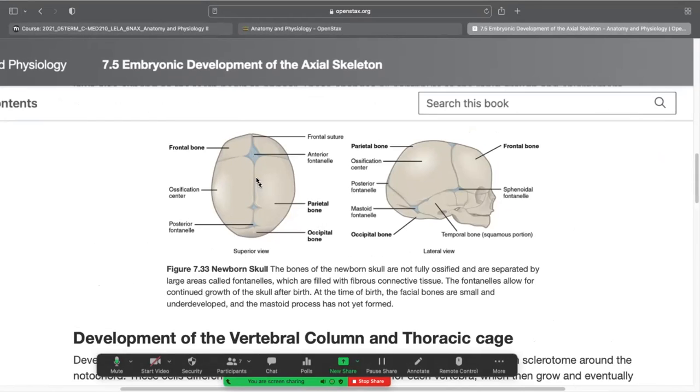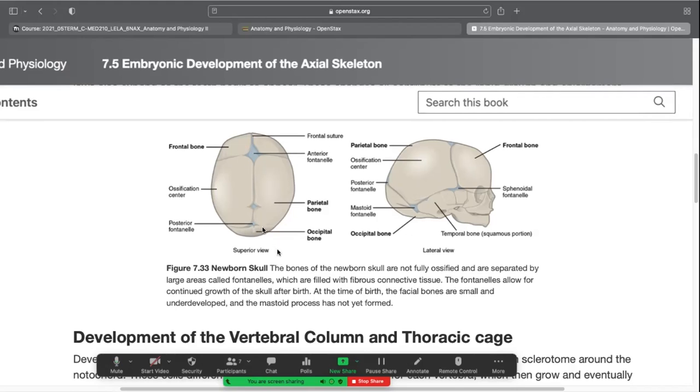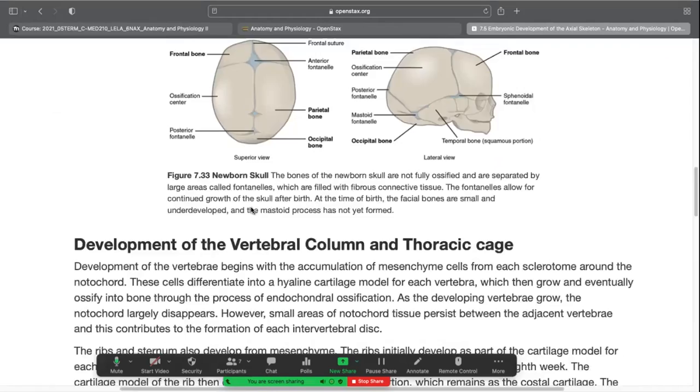And you have an anterior one and you have a posterior one. You also have one kind of on the sides, but the two main ones that we look at are the anterior and the posterior. And these spaces are called fontanelles. When the child grows and the bones start fusing together, these lines will then be called sutures.